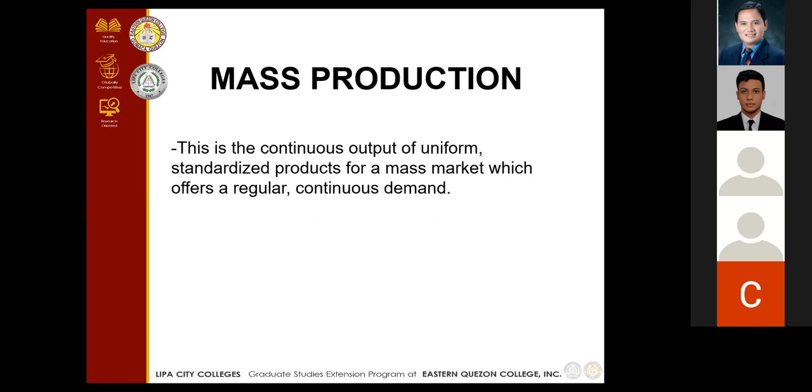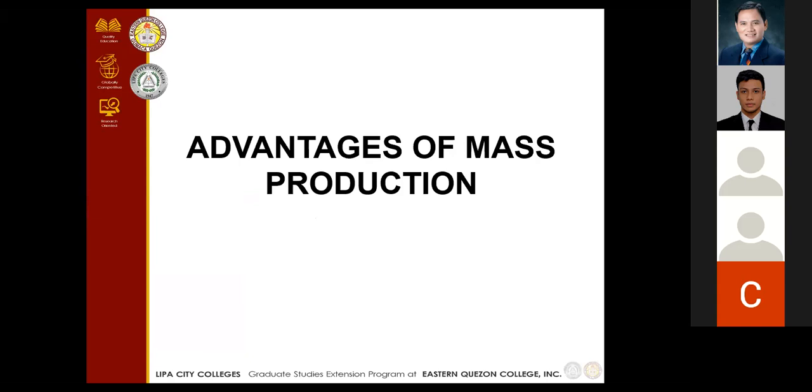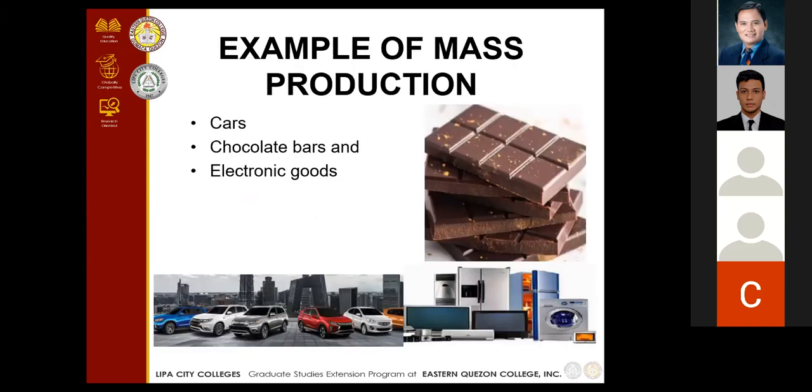Mass production. So yung mass production naman is a continuous output of uniform standardized products for a mass market which offers a regular continuous demand. So yung example ng mass production, yung cars, chocolate bars, and electronic goods, or yung mga nabibili nating sa supermarket, yung mga canned goods, or yung mga over-the-counter drugs, or yung mga household appliances. So yun yung example ng mass production.